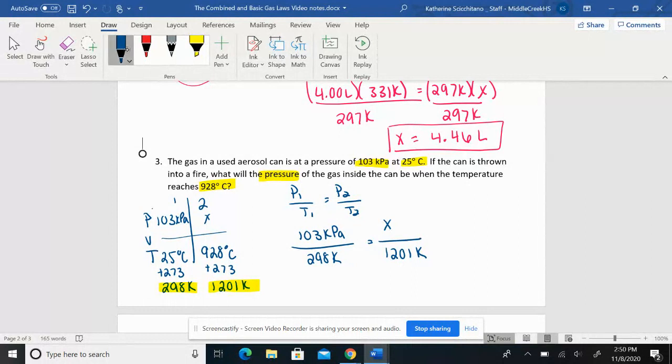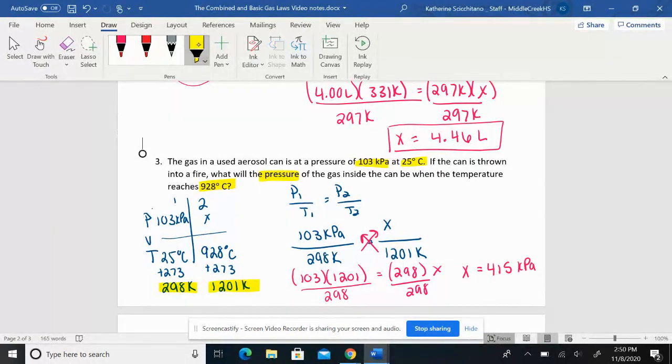Again, the easiest way to solve for numbers when you have fractions is to cross multiply. So you're going to end up with 103 times 1,201 is equal to 298 times x. In order to get x by itself, I divide both sides by 298. So I do 103 times 1,201 divided by 298. So that gives me a second pressure of 415 kPa. Again, it makes sense here because we know that the relationship between pressure and temperature is direct. So our temperature increased, so our pressure will increase as well.